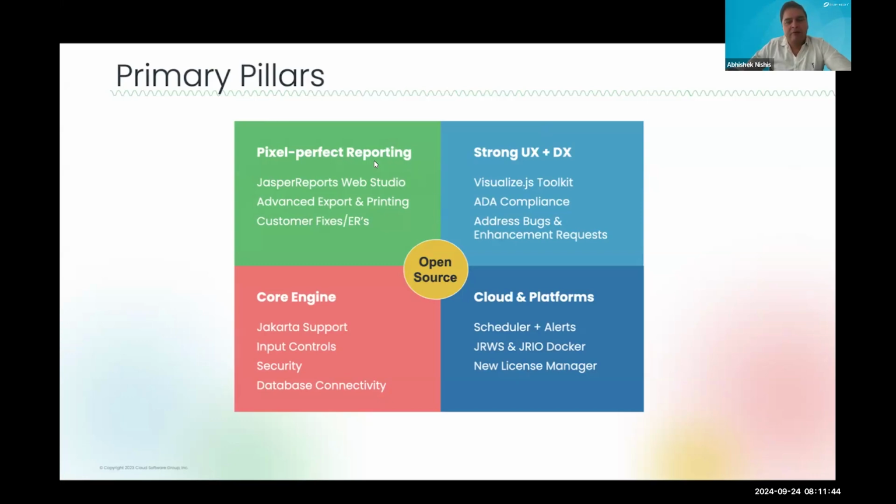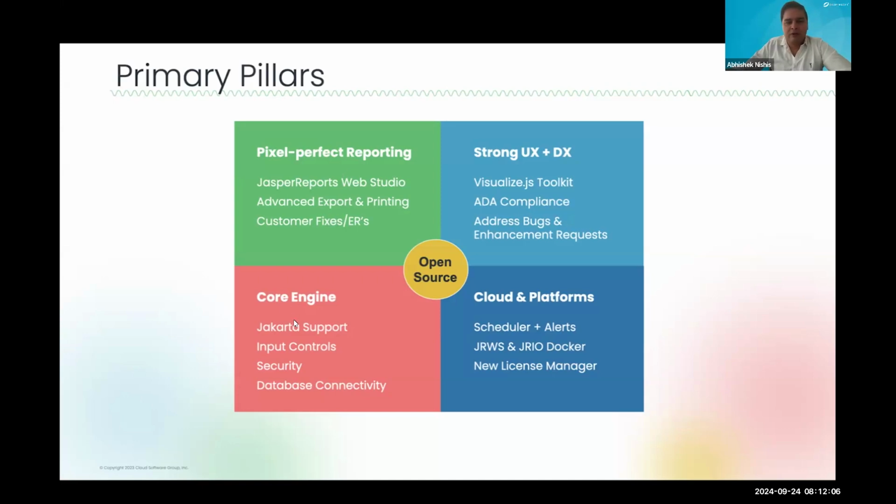Outside of the community offering, we have four pillars of the commercial offering: Pixel Perfect, Core Engine, Strong UX and DX, the user experience and developer experience, and the cloud and platforms, right? And each one of them has its own roadmap, and I'll go into details of that. In the Pixel Perfect, it's primarily the Web Studio that we are focusing on right now. That's our core theme.